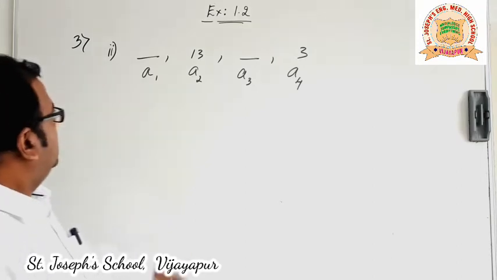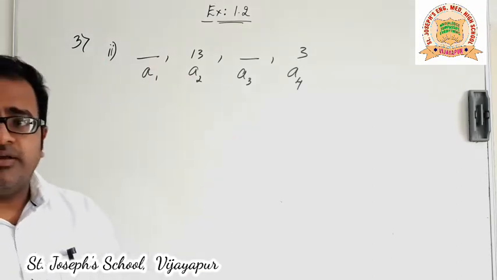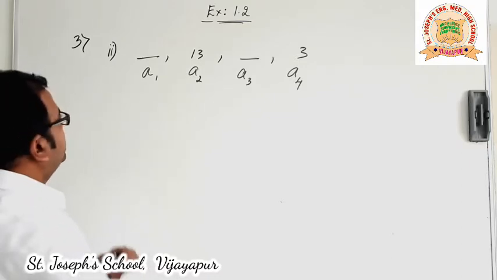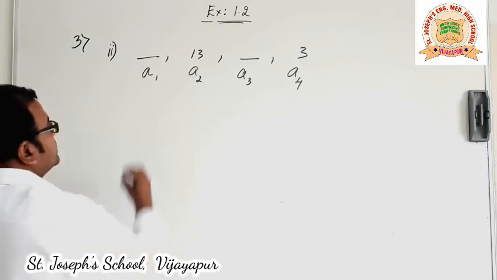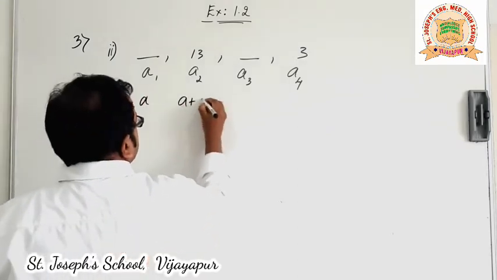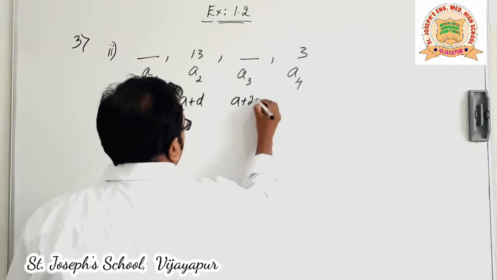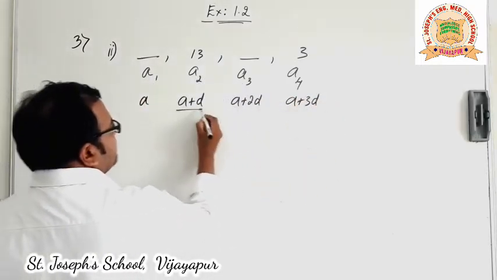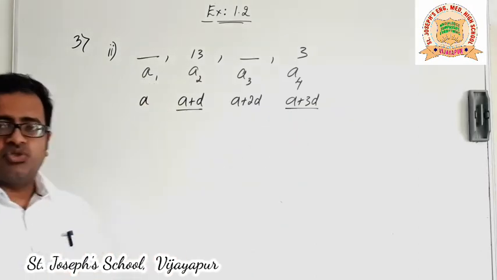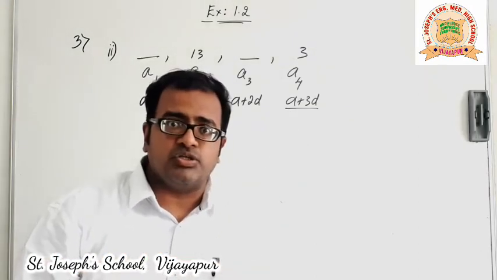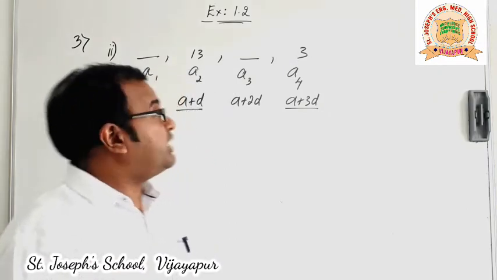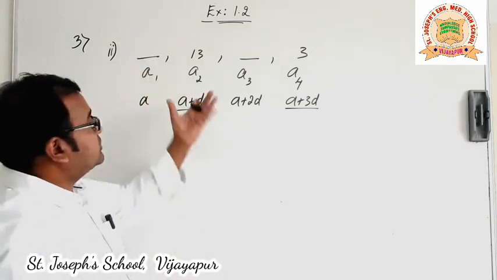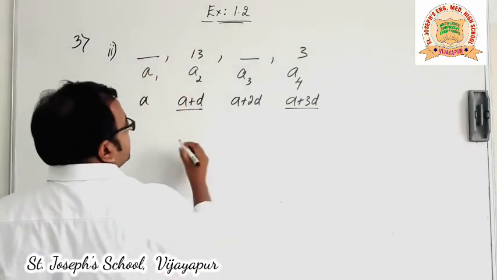Second sub question: dash, 13, dash, 3. We know A2 and A4. We don't know A1 and A3. So let us see their general forms. First one is A plus D, A plus 2D and A plus 3D. We know the values of A plus D and A plus 3D. We will use these two like linear equations and solve simultaneous linear equations to get the values of D and A, because A is also not given and D is also not given. Let us start.